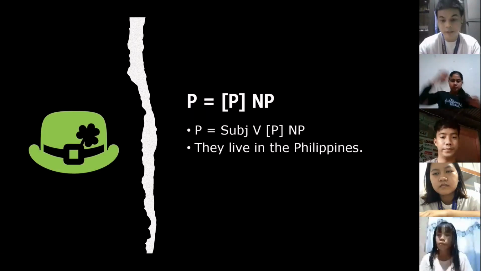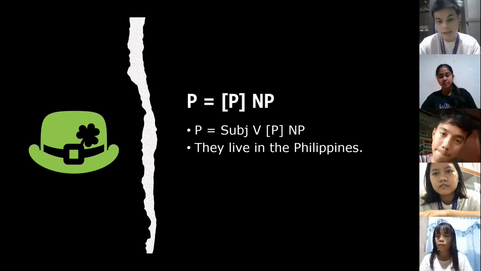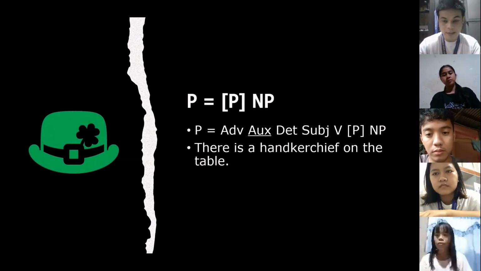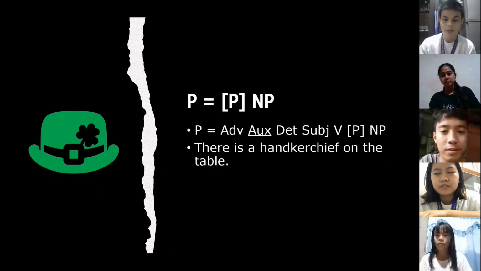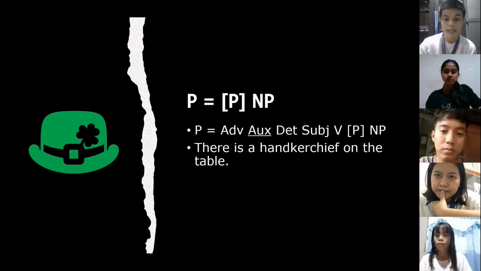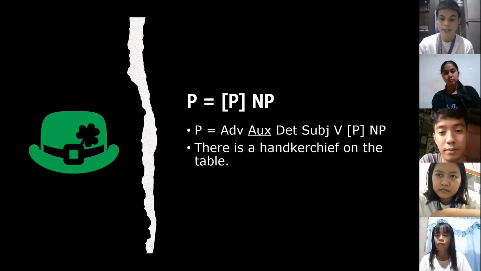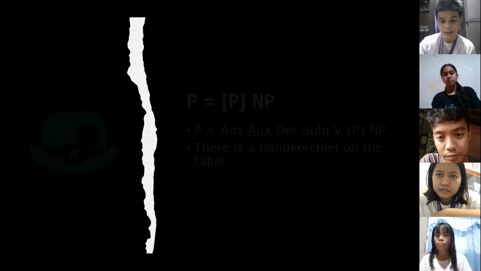Next, they live in the Philippines. This is a lot simpler compared to the first set. So they is your subject, live is your verb, comes your preposition in, and your noun phrase the Philippines. Next sentence, there is a handkerchief on the table. Now, in this sentence, there functions as an adverb. Is your auxiliary, and comes your determiner a. Then your subject handkerchief. Then comes your preposition on, and your noun phrase the table. So there you have it.